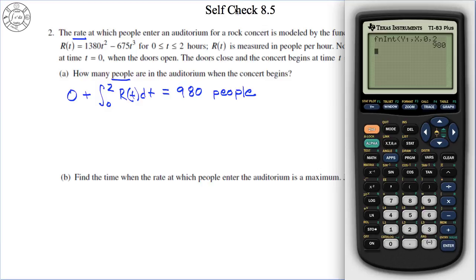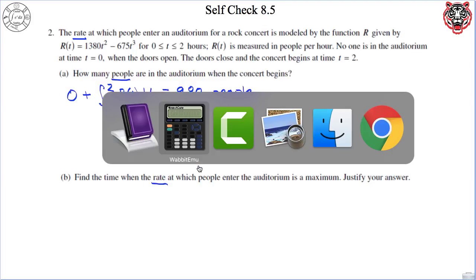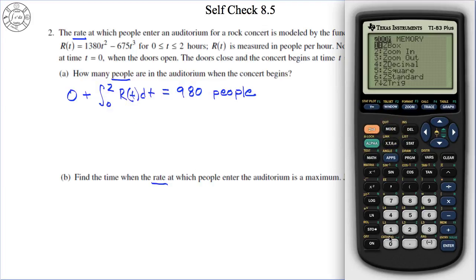All right, so on to part B. Find the time when the rate of people entering the auditorium is at a maximum. Justify your answer. So I'm looking for a rate in this one, not an integral. I'm just looking at our normal function. So when is that rate the highest? Well, the easiest thing is to look at the graph. If I now do zoom 0, I have my window set between 0 and 2 already. This function models the rate, and you can see that the rate is at a maximum at that point.